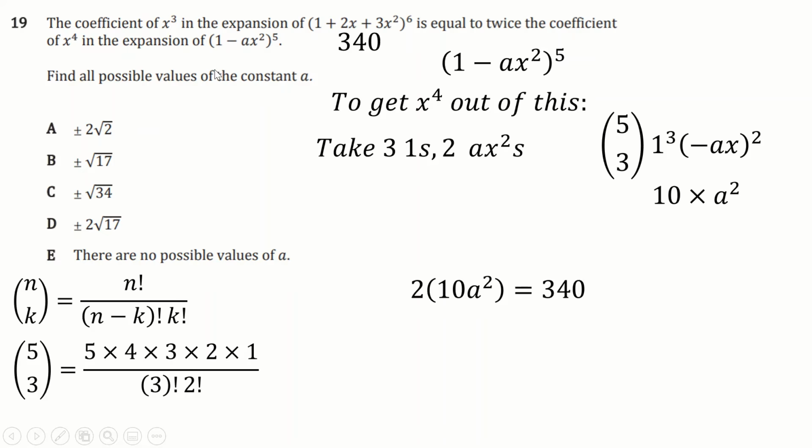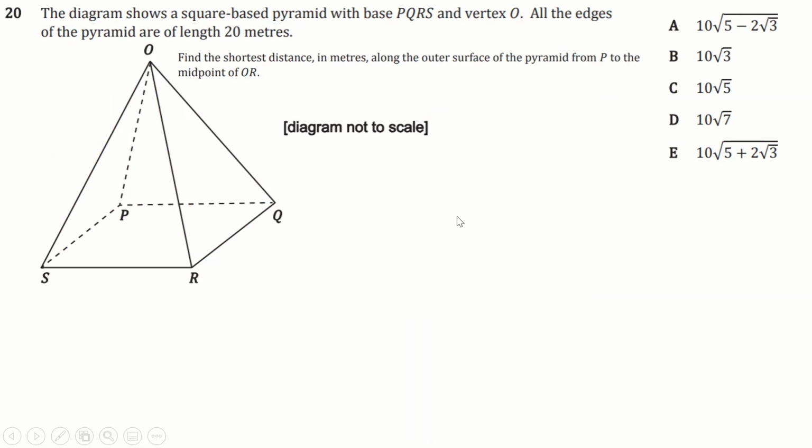And so, essentially, oh, sorry, that shouldn't be an a to the 4, that should be an a squared, because that just comes from a squared. And then I've ignored the x's, because I don't need them anymore. And now, what I'm saying is that this is equal to 2 lots of this coefficient. Now this coefficient is 10a². So 2 lots of 10a² is 340. That multiplies to make 20, divide by 20 to get this, and then you square root to find plus minus root 17. Yep. Really interesting question, this, to finish off.